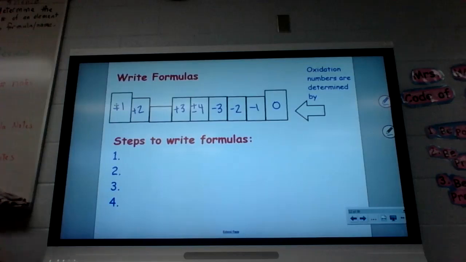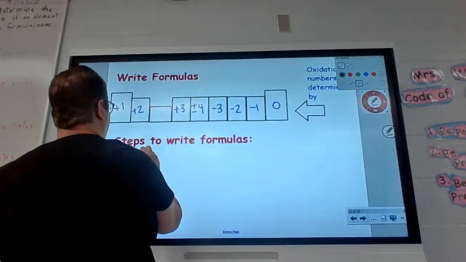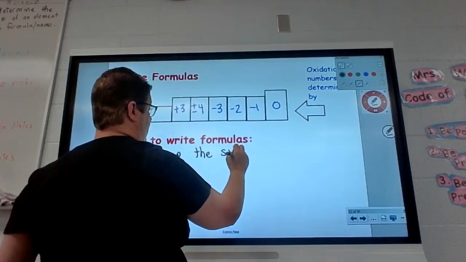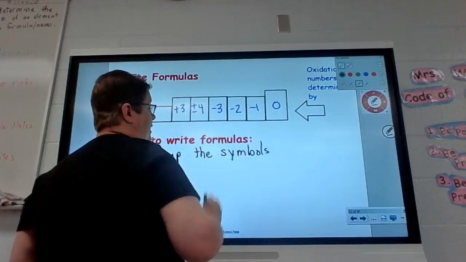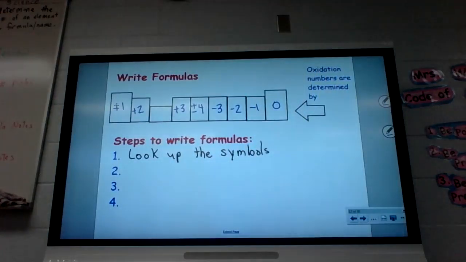So the steps go like this. Number 1, look up the symbols. I always include that step because a lot of you don't know the symbols. As soon as you write down the wrong symbol, the answer is wrong. There's no partial credit in naming and in writing formulas. So when we take the quiz later in the week, if you write down fluorine as FL, it's wrong. The formula for fluorine is F. Sodium is Na. Some of you will write S. Some of you will write SO. They're both wrong. Sodium is Na.